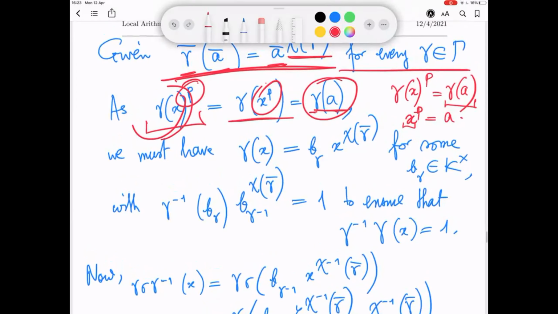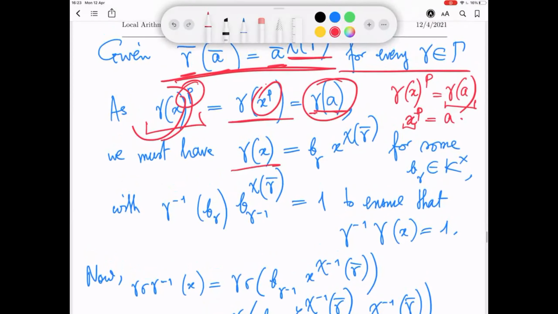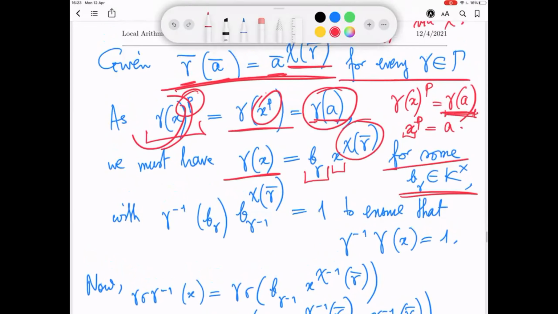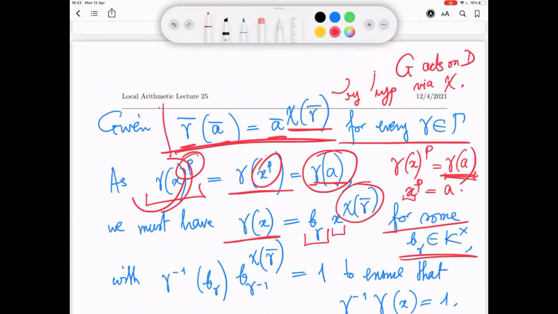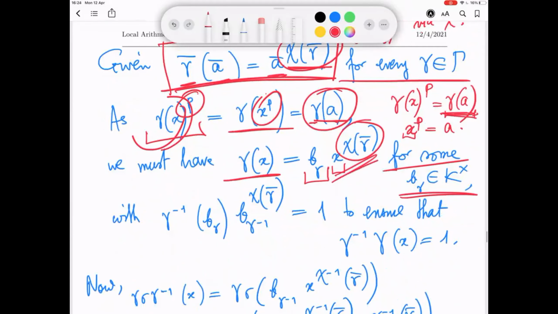So the conclusion is that this gamma of x, since its pth power is gamma of a, it will have to be of the form b gamma times x to the power chi gamma bar for some b gamma in k. Because gamma of a is a to the power chi gamma. This is right.